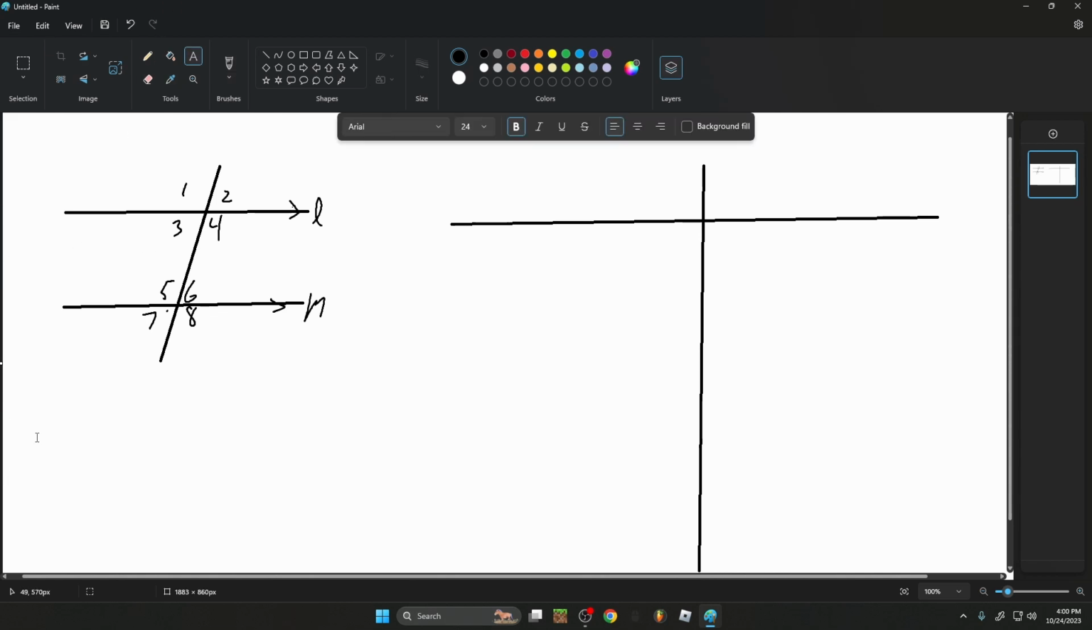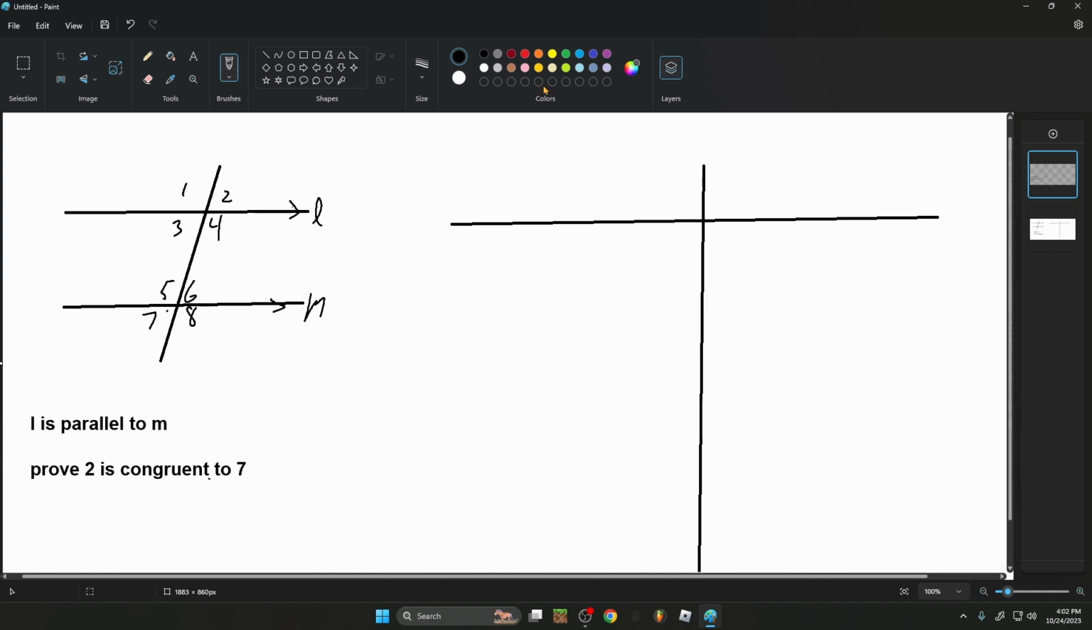Today we're going to be dealing with two column proofs. Our given is L is parallel to M. So for our proof, L is parallel to M. Here we're going to write statements, and then here we're going to write reasons.